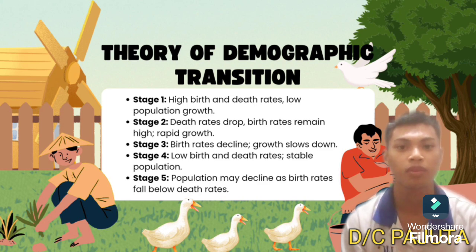Many developed countries like Japan and Germany are in stage 5, declining. Some countries experience a shrinking population because birth rates fall below death rates. This leads to challenges like a declining labor force.